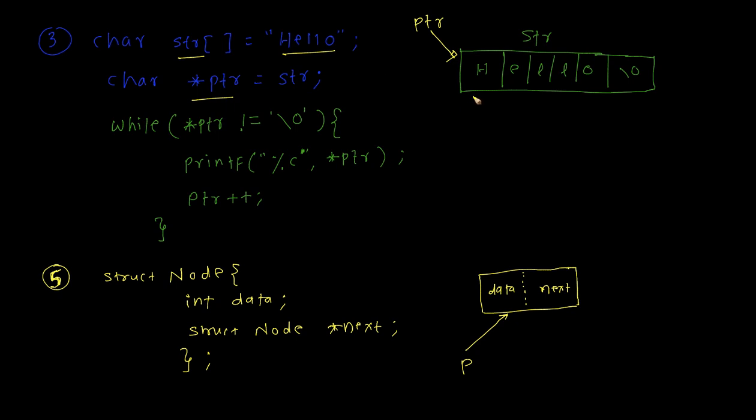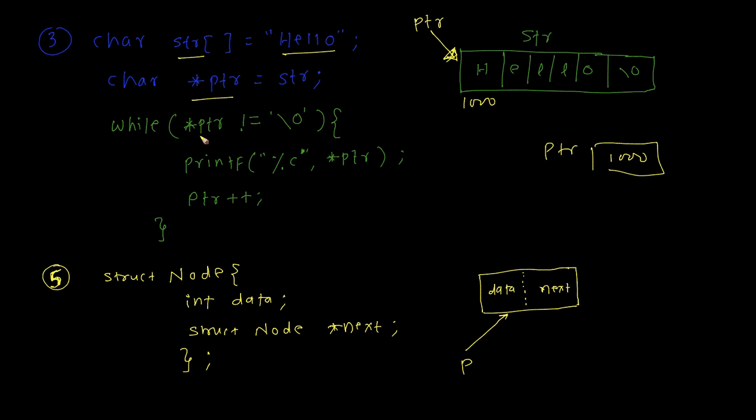Ptr is holding the address. With this, what will happen? If the starting address is 1000, ptr will hold 1000, right? And star ptr, this is how I'm just showing pictorially. This is just a pictorial representation of this pointer, but actually in memory, the address is stored in this ptr variable.